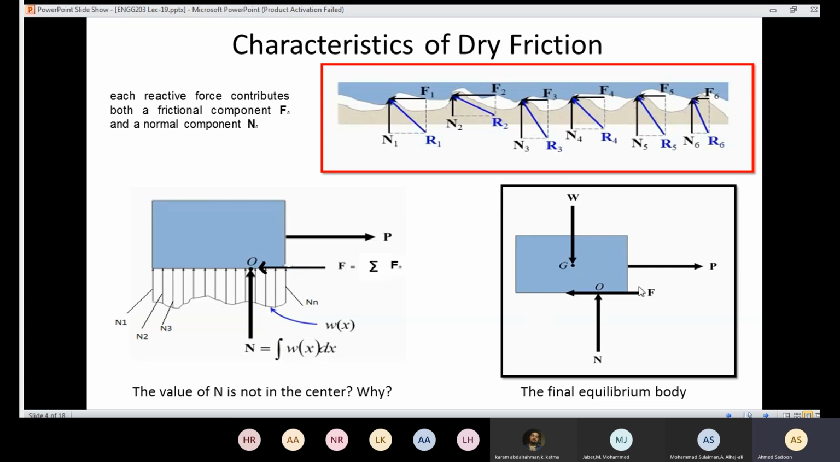So now we understand how the dry friction is going to be expressed in terms of forces. So we are going to have frictional forces, and we are going to have normal forces.